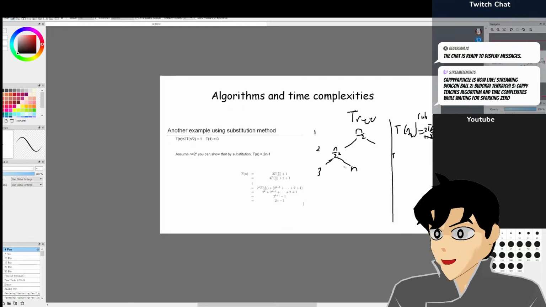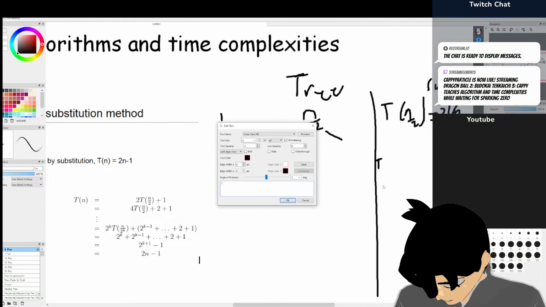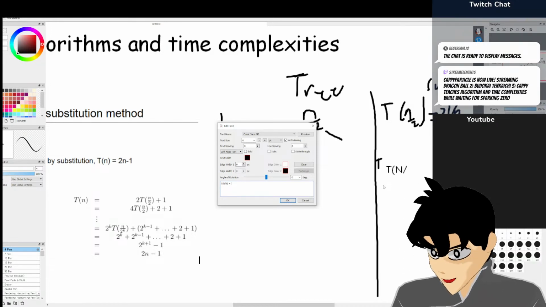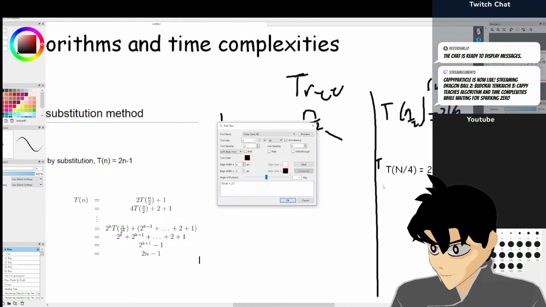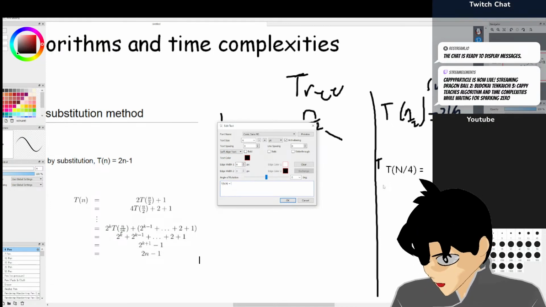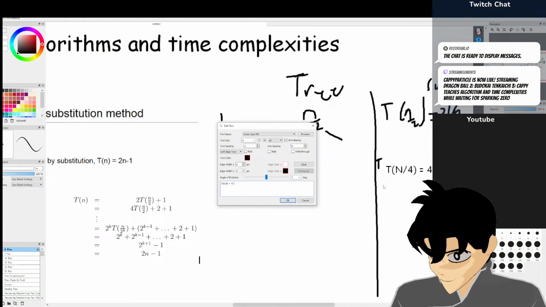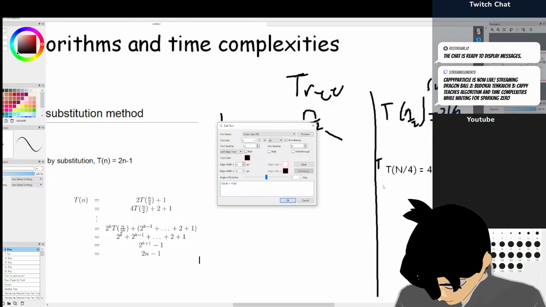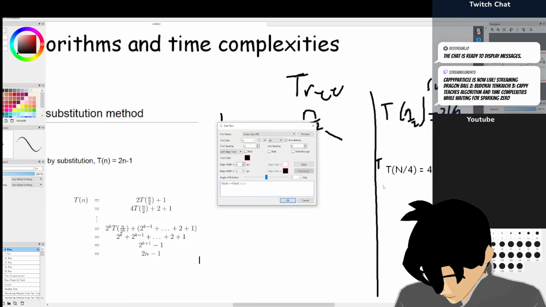T of n. You know what? I'm gonna do this in text. t of n over 2. Wait, no, it'd be n over 4 now. T of n over 4 equals 2t. Wait, no, actually it's 2 times 2, so 4t of n over 4 plus 1 plus 1.